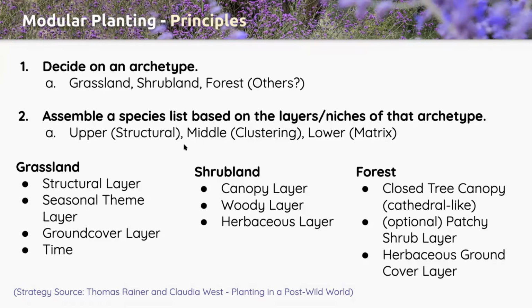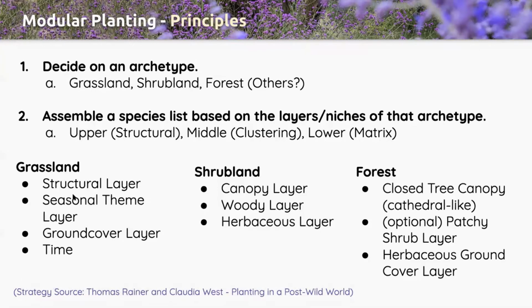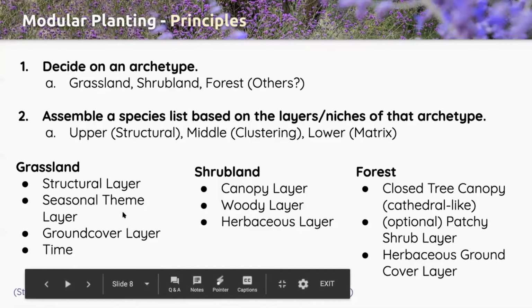You have an upper, a middle, and a lower niche. Really easy way to think about it. So in that grassland, you have that upper structural layer, which is the tall grasses or the very tall echinacea. You have a seasonal theme layer, which would be some of those mid-level flowering clusters. And these guys would kind of cluster together. These guys would be all on their own, pretty much. And these guys would just be scattered pretty evenly, this ground cover layer throughout the whole thing.